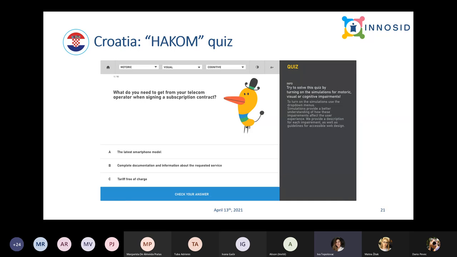Another application for raising awareness is the HAKOM quiz. The Susretnica and HAKOM quiz were developed with a Croatian regulatory authority for network industries. In short, in Croatian, this is called HAKOM, so that's why it's called HAKOM quiz. This quiz enables you to see how people with different impairments, for example, motoric, visual, cognitive, experience using this type of quiz. I also encourage Croatian students to try HAKOM quiz because it is also not available in English, only in Croatian. I have translated this for the purpose of this presentation.